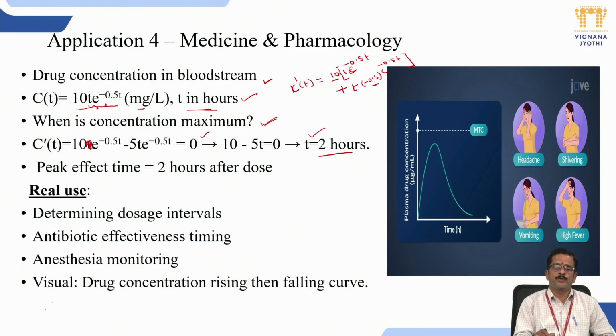So when the dosage of a drug is provided into the body, within a duration of 2 hours the maximum concentration will take place. So the peak effect time is 2 hours after the dose. This is what is provided here. The real use is determining dosage intervals. When we approach the doctor, he provides the medicine and suggests we take it like this: in the morning, and after 6 hours one dose, like that.